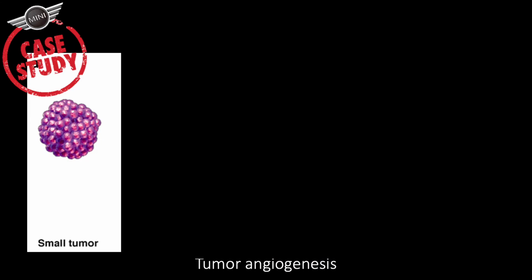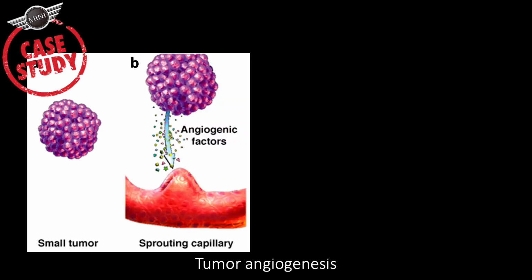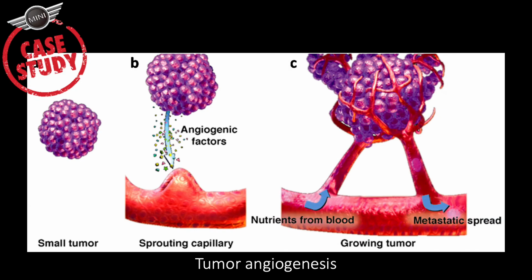Let's apply this concept of angiogenesis then to cancer and tumors. So here we have a mini case study on tumor angiogenesis. On the left, you can see we have a small tumor. And the trouble arises when that cancerous tumor releases molecules that cause host cells around it to release growth factors that are going to stimulate angiogenesis. So here we can see this sprouting capillary. And in this manner, that tumor, over time, can get its own blood supply.